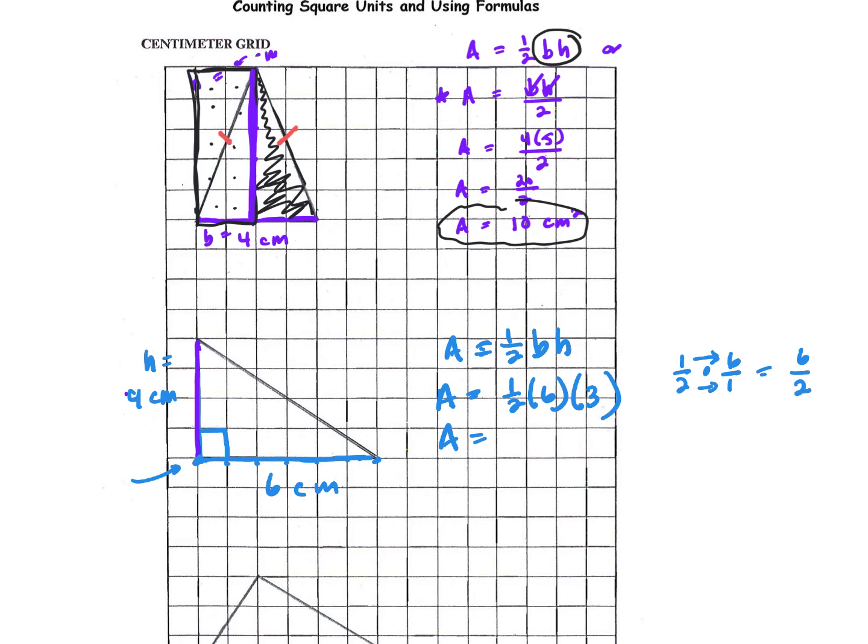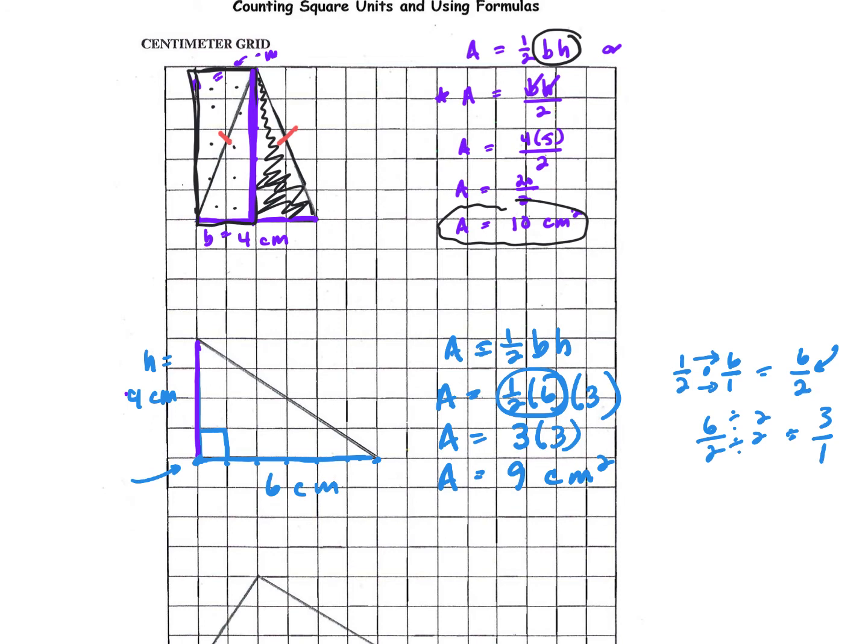Well, 6 divided by 2, or if we also took 6 and divided both of them by 2, we would get 3 over 1. And in that case, it's 3. So these two numbers together are 3. Then we have this other 3 that we haven't used. So the area of this triangle would be 9 centimeters squared.